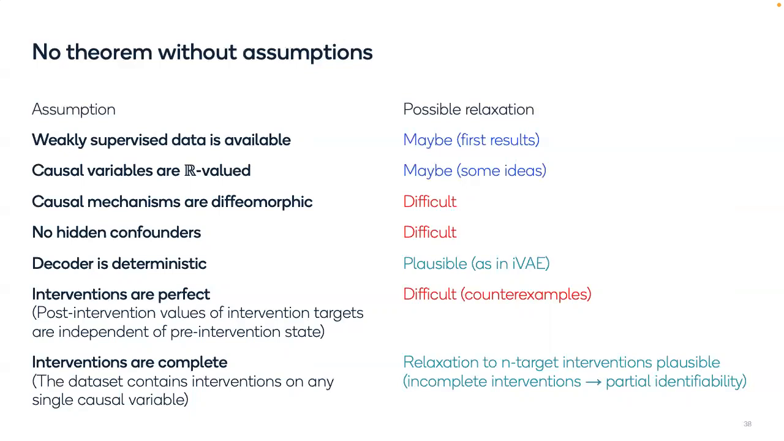To give you one example, right now, we assume that each causal variable is just a single real number. So our method doesn't support causal variables that are, I don't know, higher dimensional vectors or discrete variables or something like that.